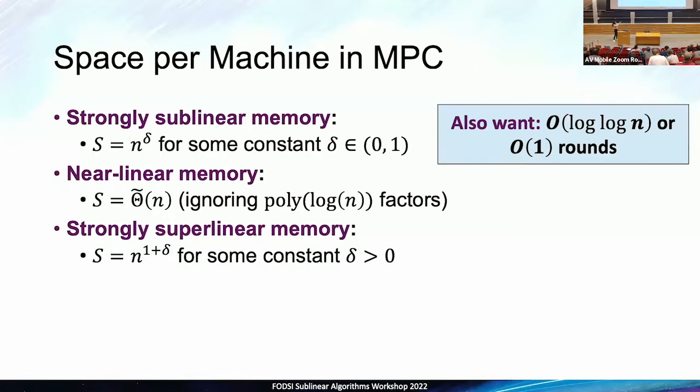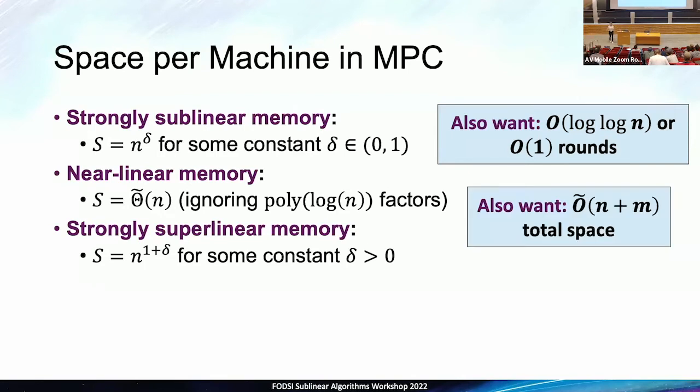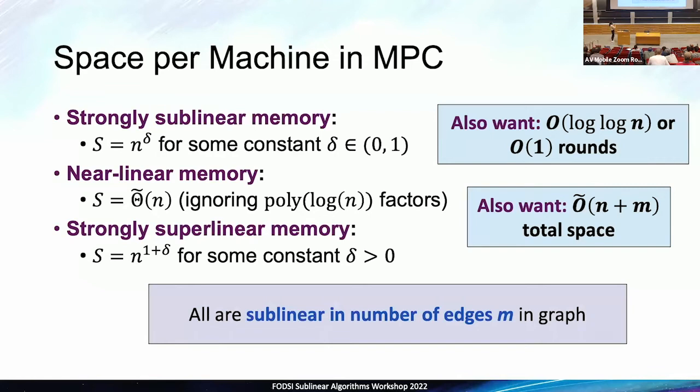So in all of these domains, what you want in terms of number of rounds is O of log log n rounds, or even better, a constant number of rounds. And finally, as I mentioned before, you want the total memory to also be near linear in the size of your input, which for graph inputs is n plus m, where n is the number of vertices and m is the number of edges. I just want to briefly note that in all of these domains, you assume that the memory per machine is still sublinear in the number of edges in the input. Otherwise, you can put the entire graph on one machine and just run some centralized algorithm.